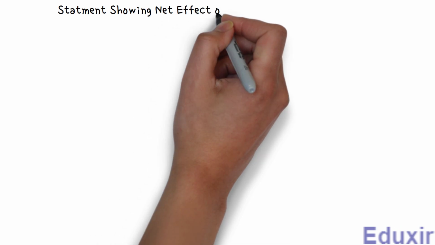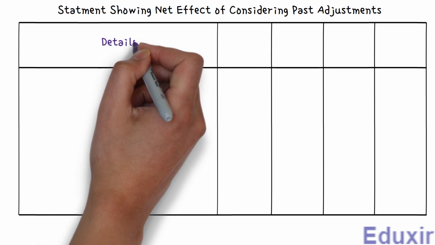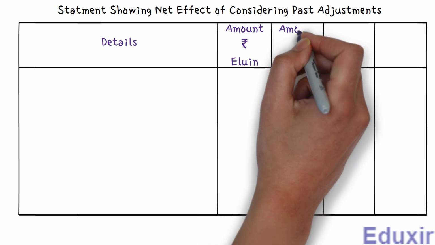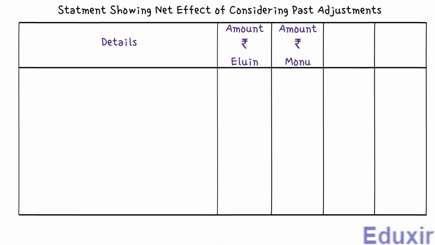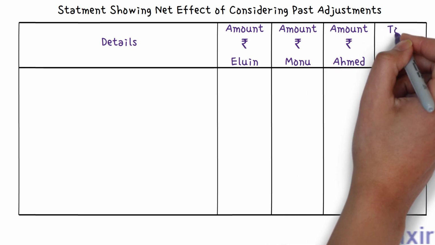So, let us record this in the statement showing net effect of considering past adjustments. Let us have the columns for details, amount in rupees for partner Eluin, amount in rupees for partner Monu, amount in rupees for partner Ahmed, and finally total amount in rupees.